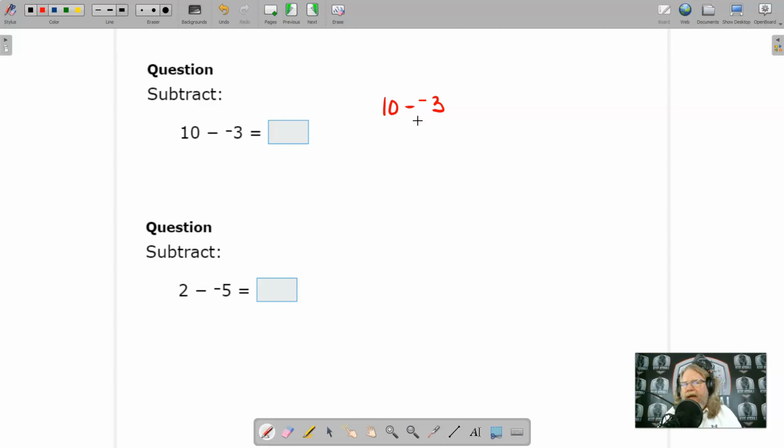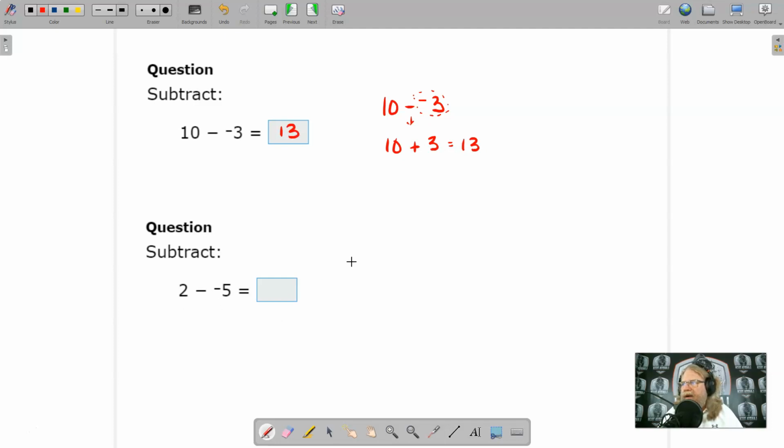Instead of minus a minus, wouldn't plus a positive be a lot easier? So let's keep the 10, change the subtraction to addition, take the opposite of the number that follows, which is negative 3. The opposite of negative 3 is positive 3. Now I have positive plus positive, so it's going to be positive. 10 plus 3, 13.